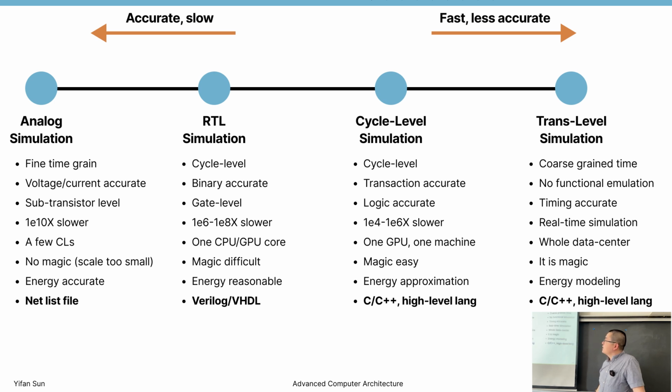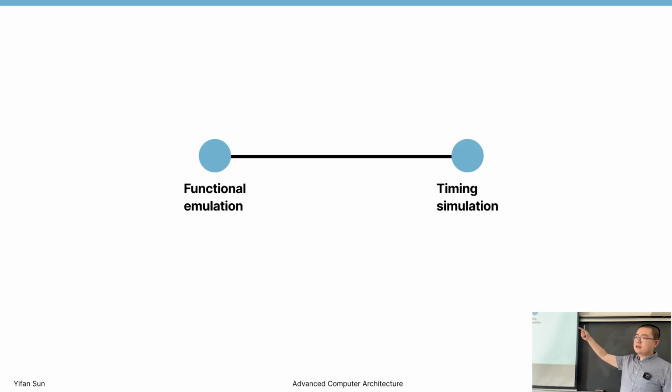Okay, since we're talking about simulation, especially timing simulation and functional simulation, this is something you should also often hear about, the difference. On one side, we have functional emulation, or sometimes we just say emulation. On the other side, we say timing simulation, or just simulation. So what's the difference between emulation and timing simulation? It's whether we care about the execution results being exactly the same as real hardware.